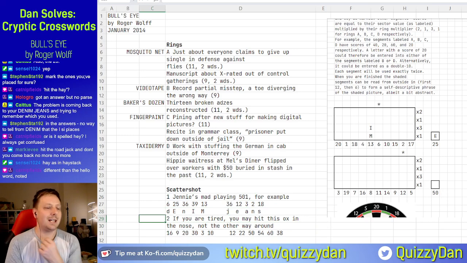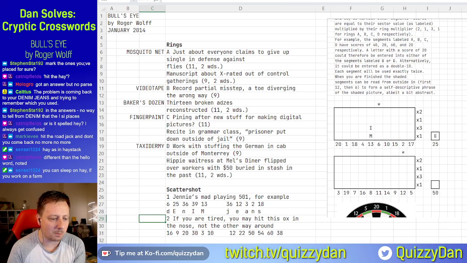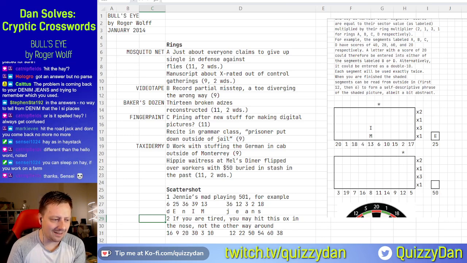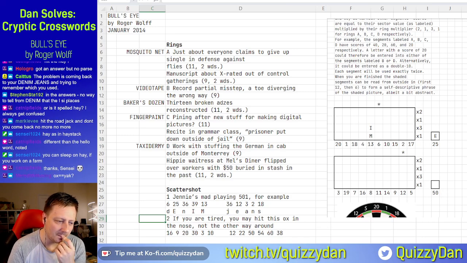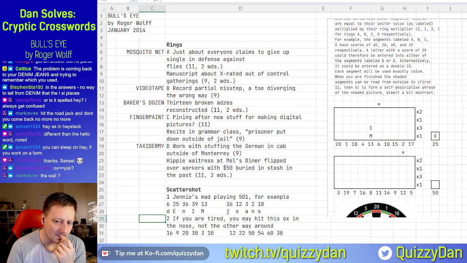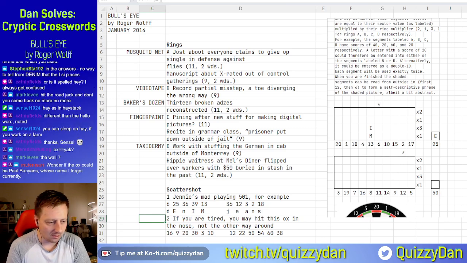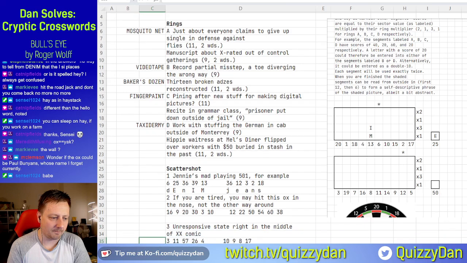You may hit this. Ox. So is that going to be a bull? In the nose? Hit the wall, hit the hay, hit the needle on the head. Not the other way around. I mean, the other way around could be vice versa, but that doesn't. If you are tired, you may hit this. Just feels like the definition. Middle ground. I'm going to move on to number 3.